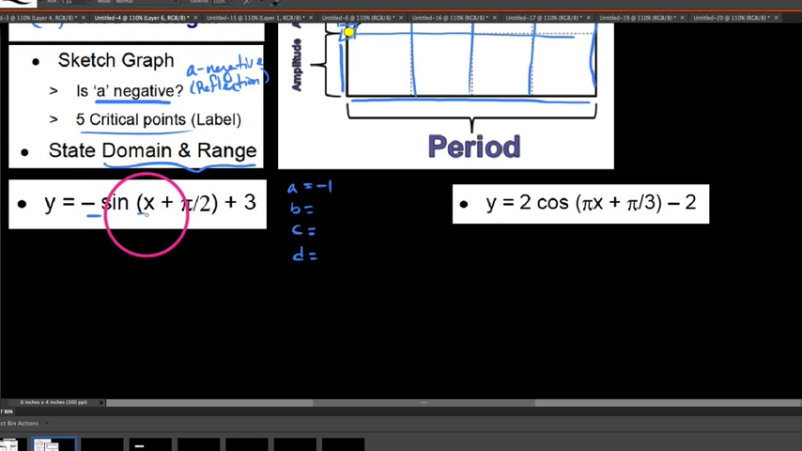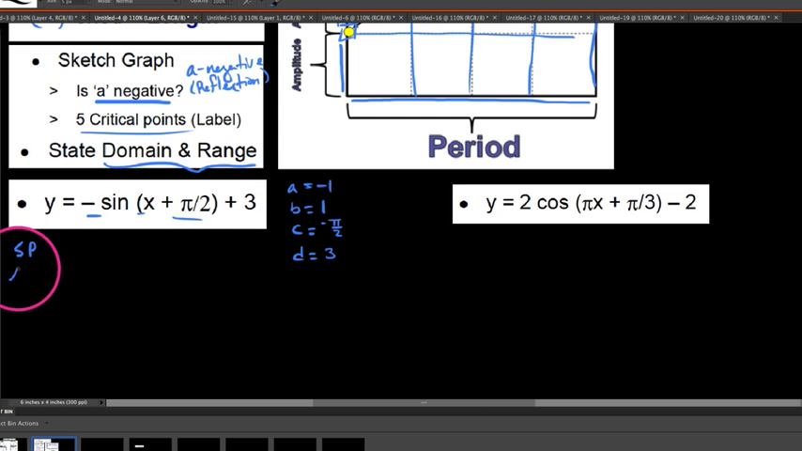Now our coefficient of x, I don't see anything there, so it also must be a 1. Now our c value, notice that our c value looks like positive pi halves. Really, we have a negative pi half c value there, and then our d value, our vertical translation, is just a +3.